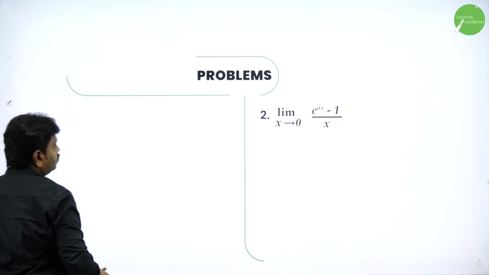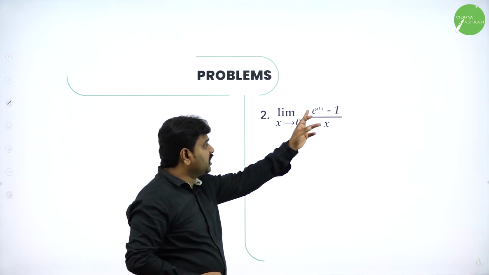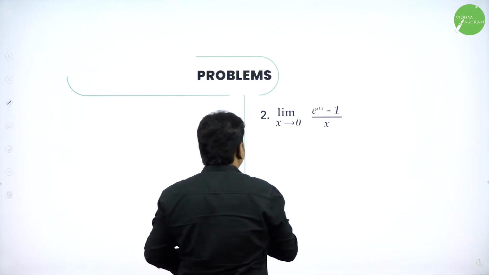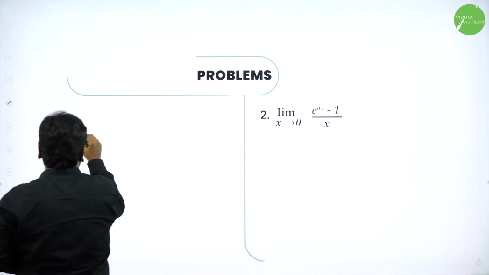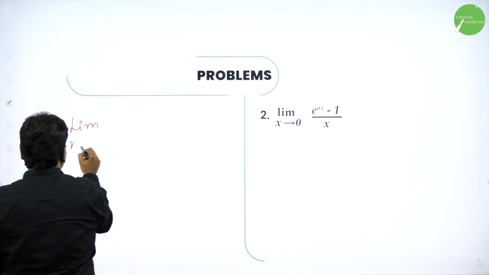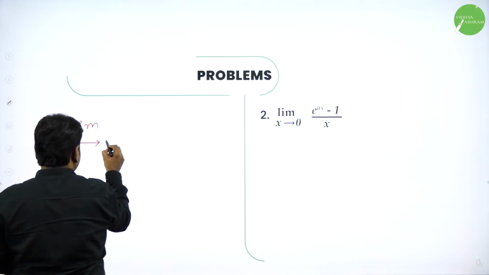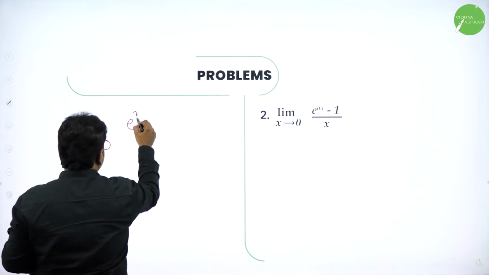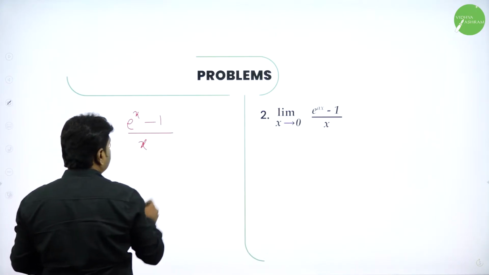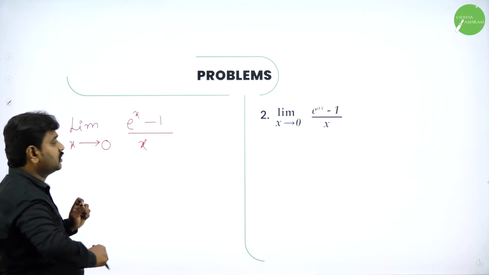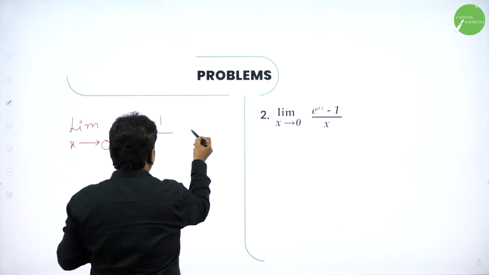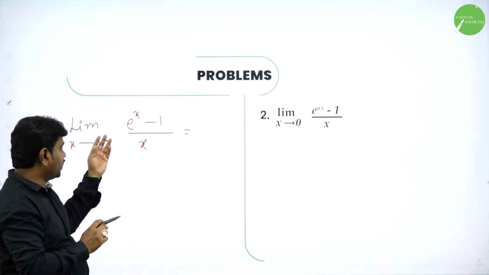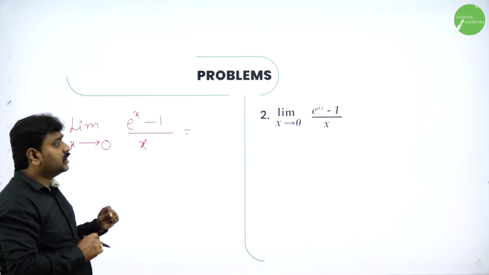Now, limit x tends to 0, (e power ax minus 1) by x. Please understand, we have a formula, that is the basic formula, limit x tends to 0, (e power x minus 1) by x. If the problem is in this form, we have a direct formula, we can use the formula.